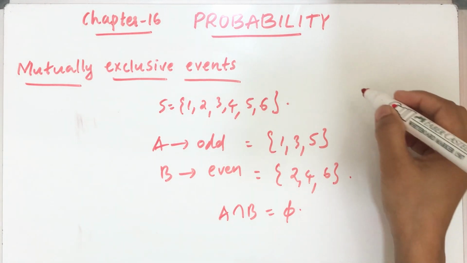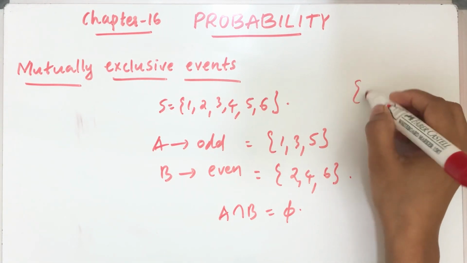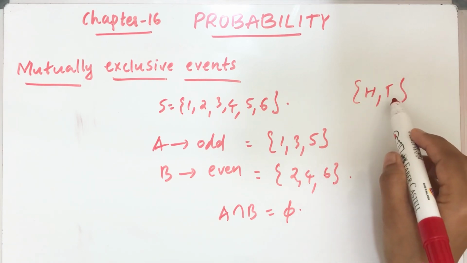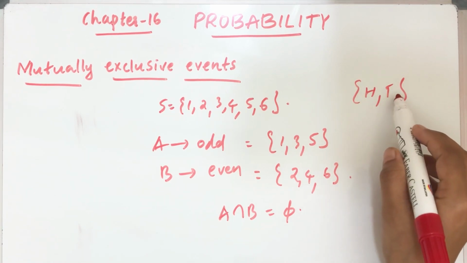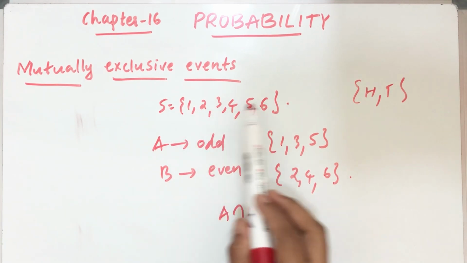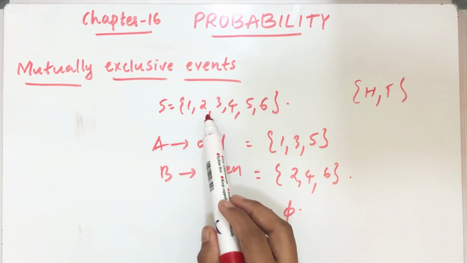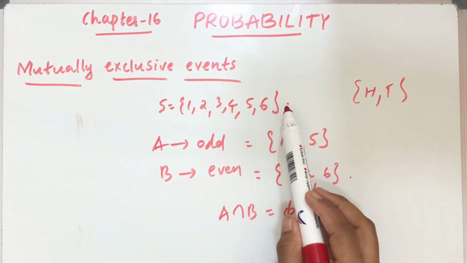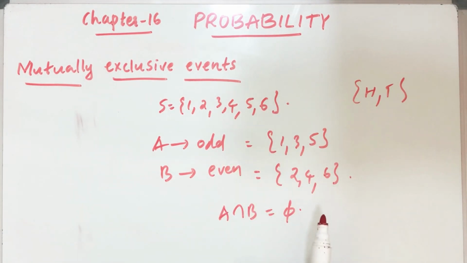We have already said that in tossing a coin, the event of occurring a head and the event of occurring a tail are disjoint events. Like that in throwing a die, each simple event, that is set 1, set 2, getting a 3, etc. are mutually exclusive events. Or we can say all simple events of a sample space are always mutually exclusive. If we take any simple events, they will be mutually exclusive.